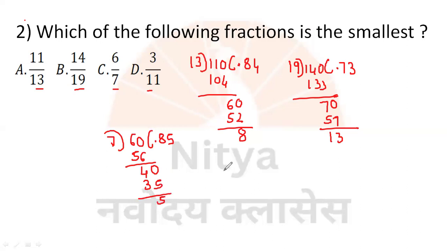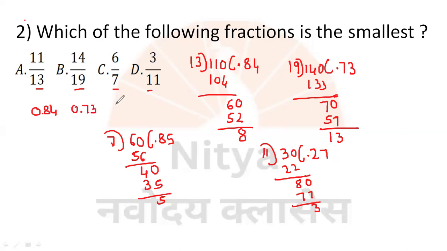Okay, next, 3 by 11. So you have to divide, so point and 0, 11 2s are 22. 30 minus 22 is 8, and again take a 0. 11 7s are 77. 80 minus 77 is 3. Okay, so see here: 0.84, and 0.73, and 0.85, 0.27. Okay, among these options we have to check which is the smallest fraction.